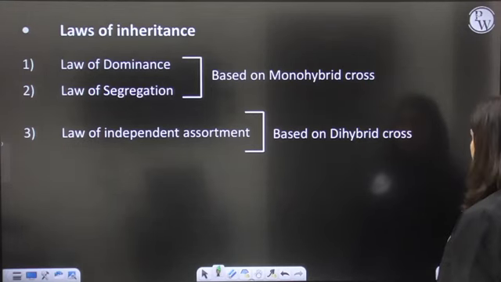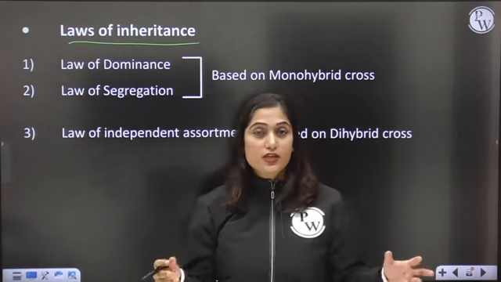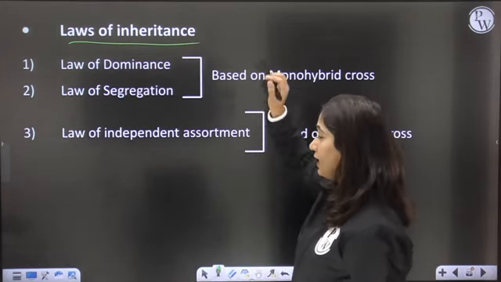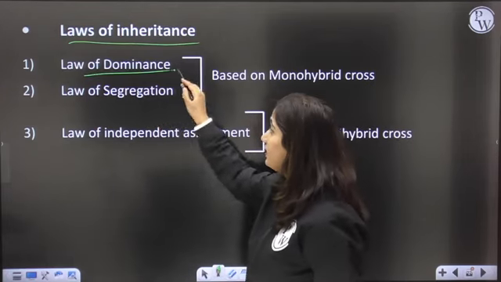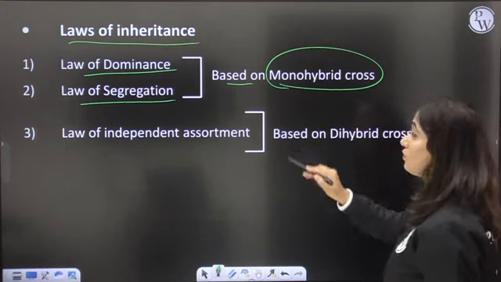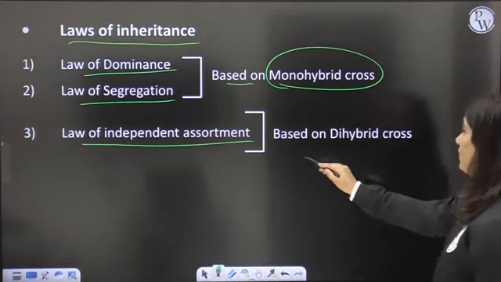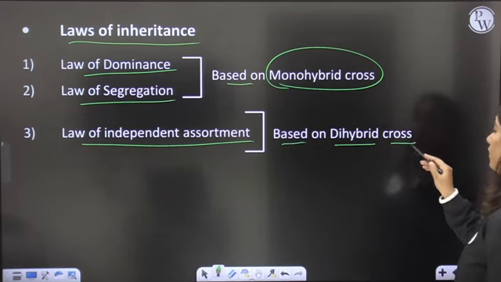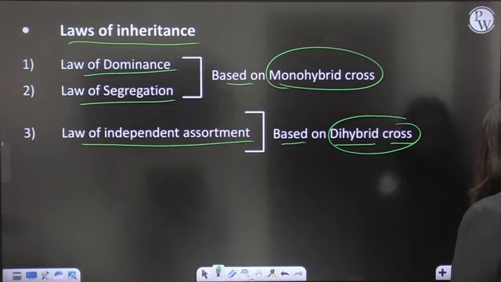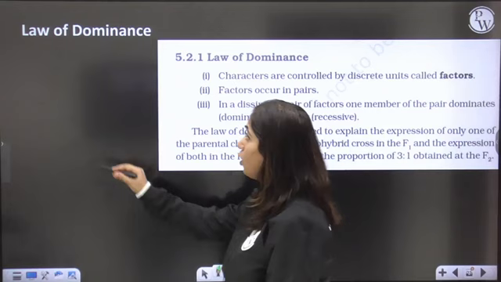Now let's move on to laws of inheritance. So based on the crosses he proposed laws of inheritance. Law of dominance and law of segregation are based on monohybrid cross. Remember this, beta. And the law of independent assortment is based on a dihybrid cross. Okay. So first, let's understand the law of dominance.